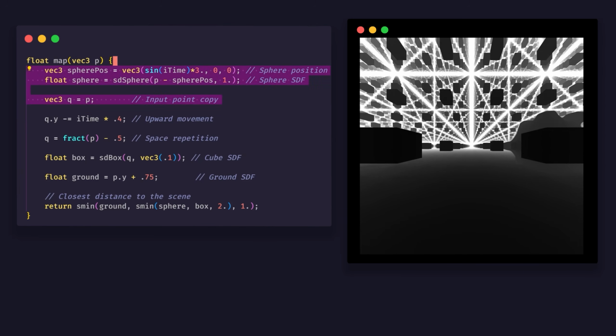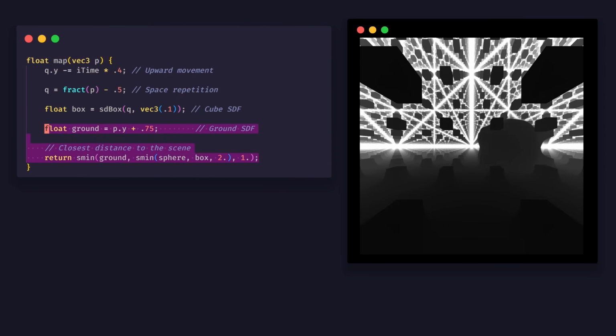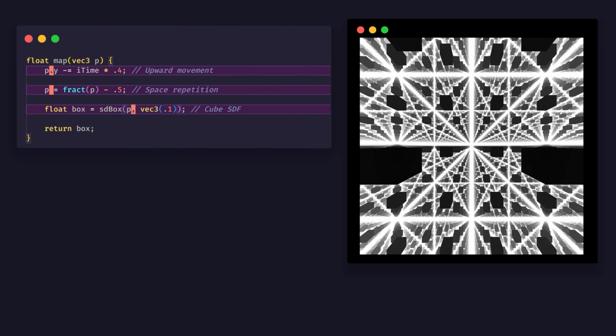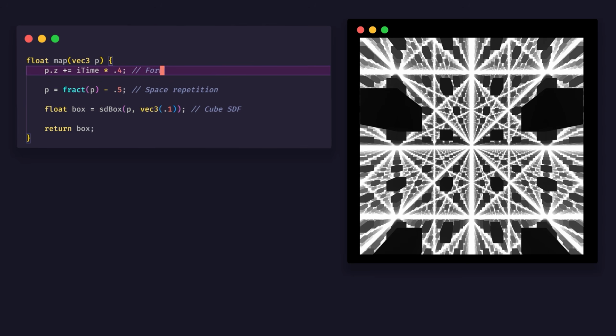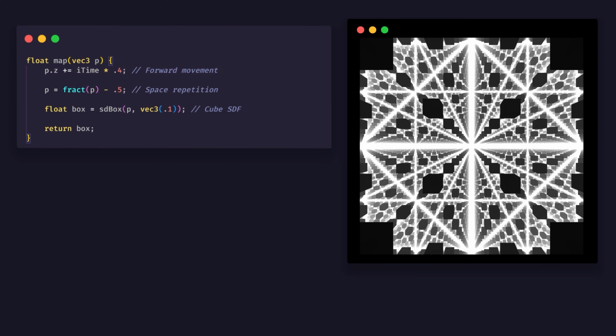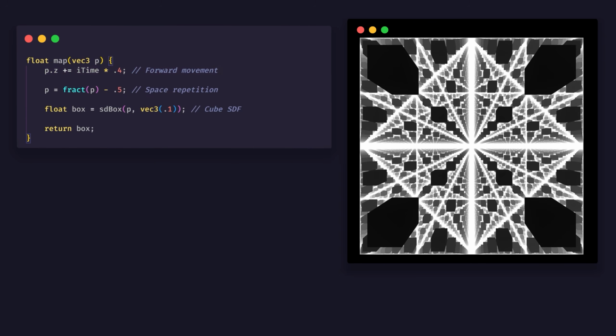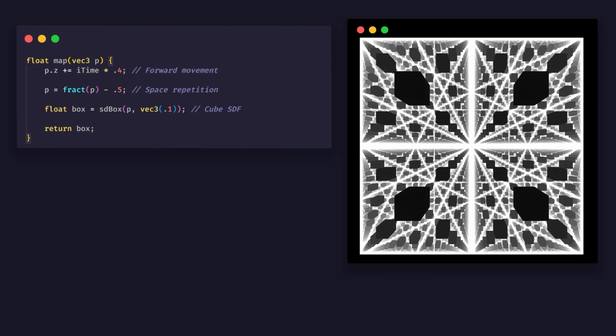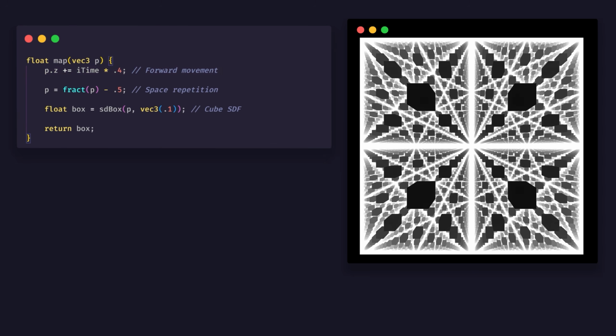I will start by removing everything from the map function apart from the repeated box, to which I will add a movement in the Z-axis towards the camera. So far, we've seen how to make a Raymarching algorithm and how to play with objects in our scene, but it's still colorized using the depth to the scene, which is a bit boring.